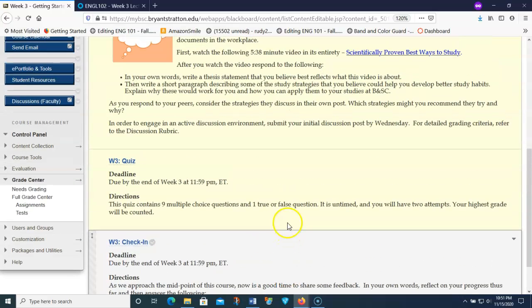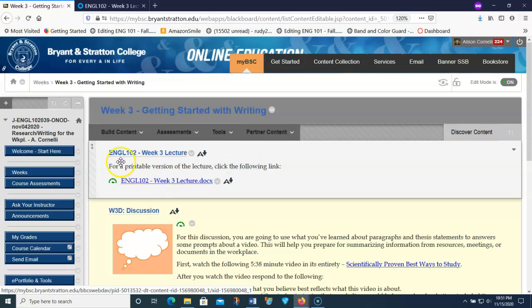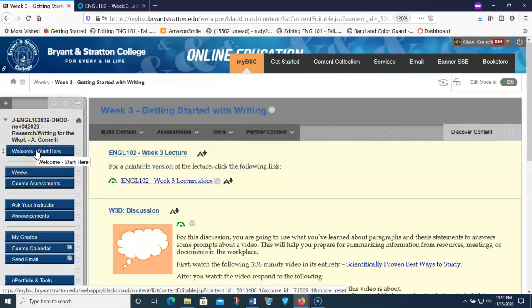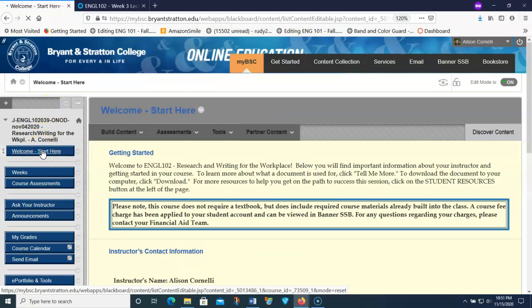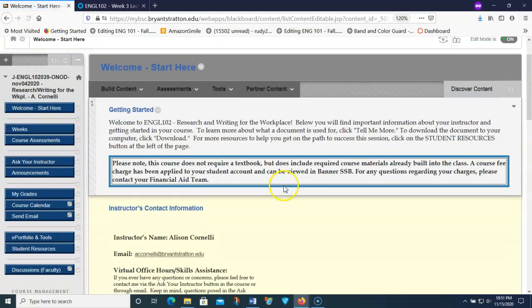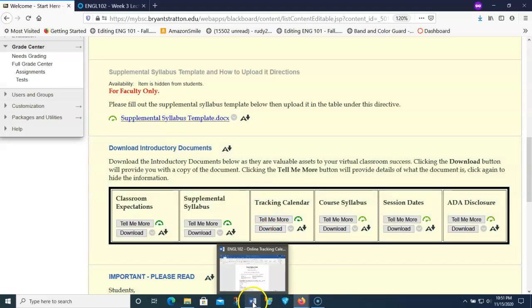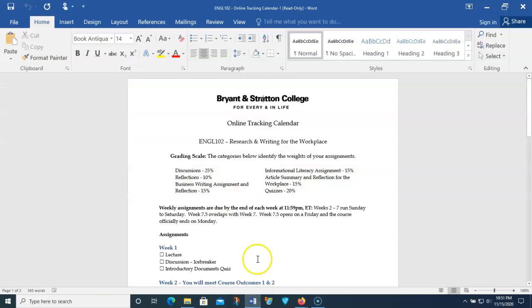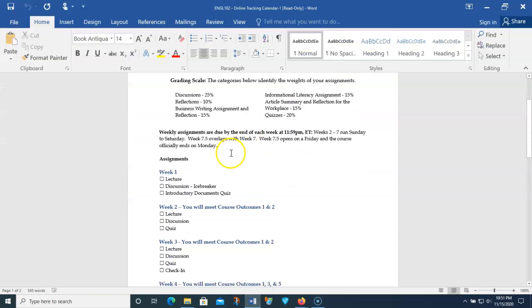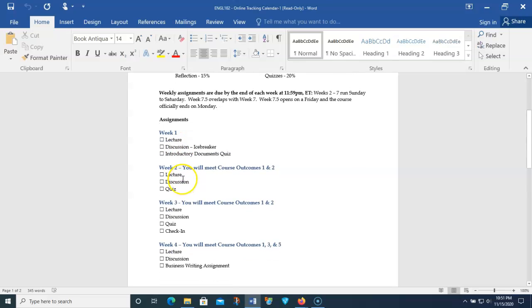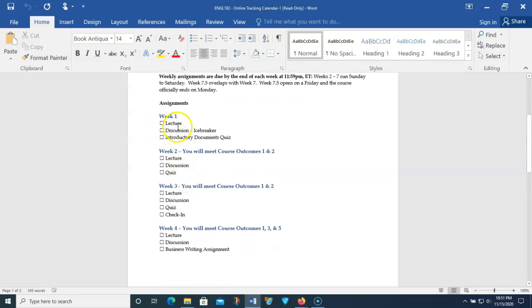If you have not done so already, I want to point out something to you, and this is in pretty much all of your classes at Bryant and Stratton, and it's super helpful. If you go back to the welcome button, there is a tracking calendar, and I already have it pulled up, so we don't have to go through the awkward part of downloading it. This goes by week. Some students like to have this as a checklist of what you're going to be doing each week.